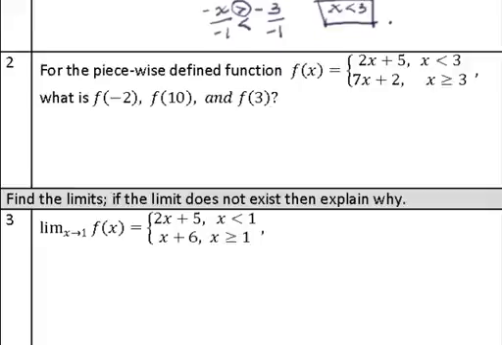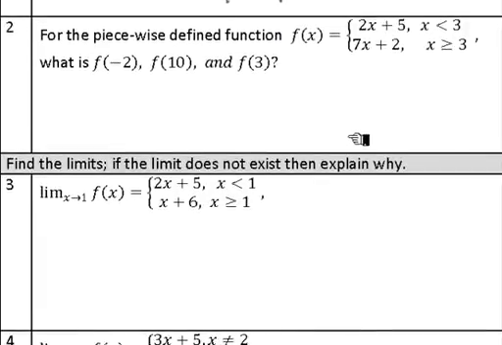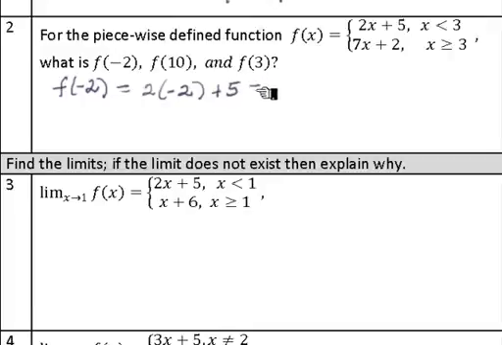Okay, let's look at number 2. Here we have a piecewise defined function, and in this example we're just practicing finding values of the function. Starting with f of minus 2, well, minus 2 fits into the x less than 3 category. Minus 2 is less than 3, so we use the top expression, 2x plus 5, to get the value of f of minus 2. So let's write that down. F of minus 2 is equal to, using the top expression, substitute in. So we have minus 4 plus 5, which is 1.